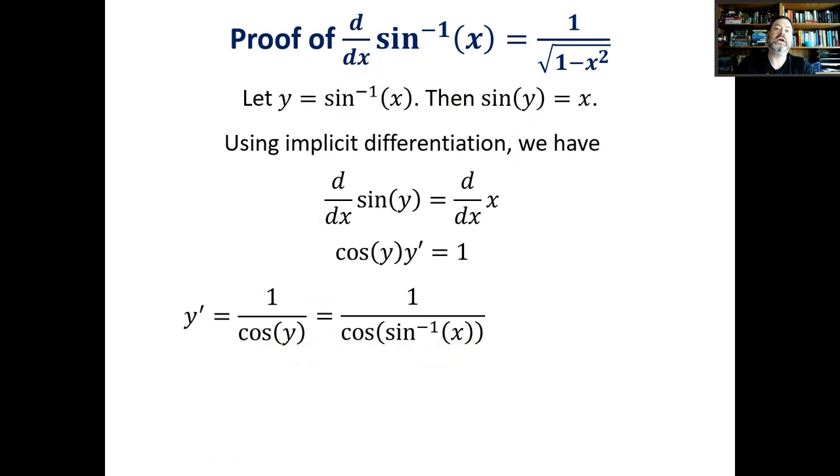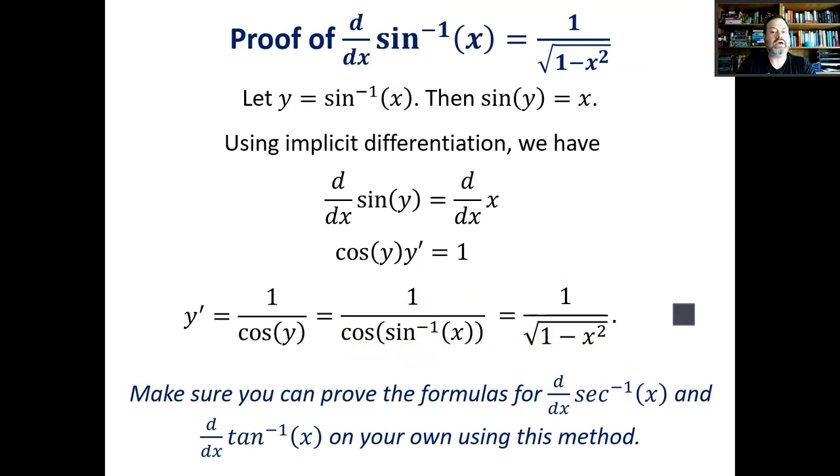Well, we proved in an earlier example 1c that this was the square root of 1 minus x squared. So 1 over this is 1 over the square root of 1 minus x squared. And that's the answer. That's the proof.